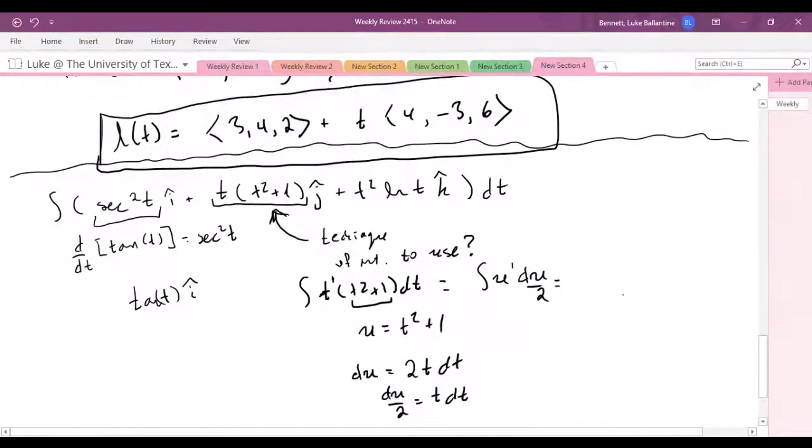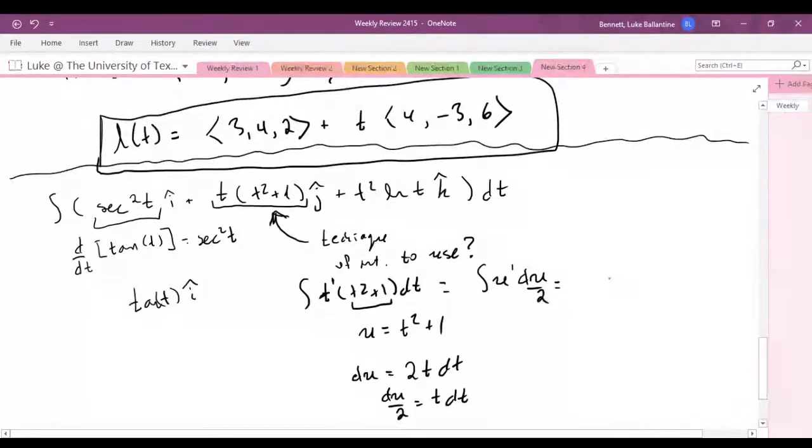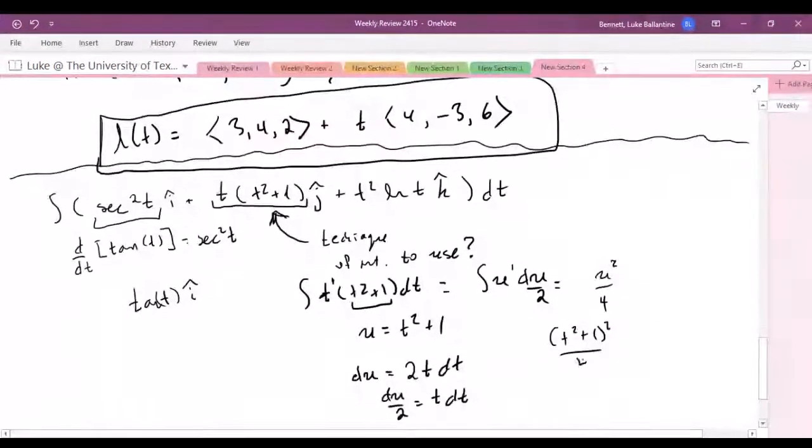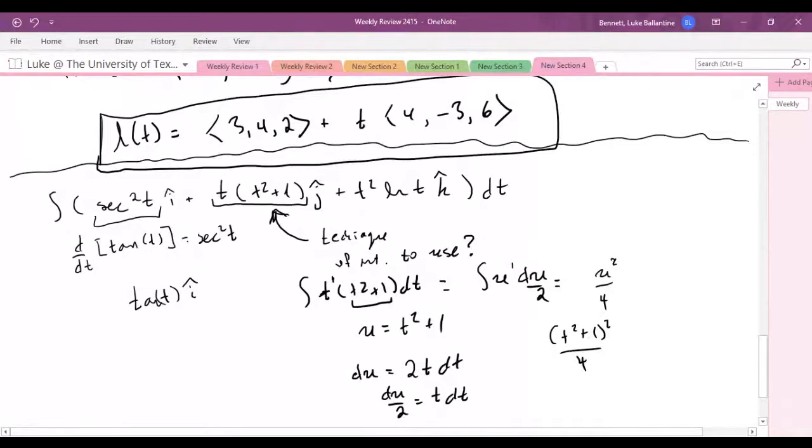Well, the integral of u to the first is u squared over 2. So we get u squared over 2 times 2, which is 4. And then we plug in u, and we get (t squared plus 1) squared over 4. And this is the j component.